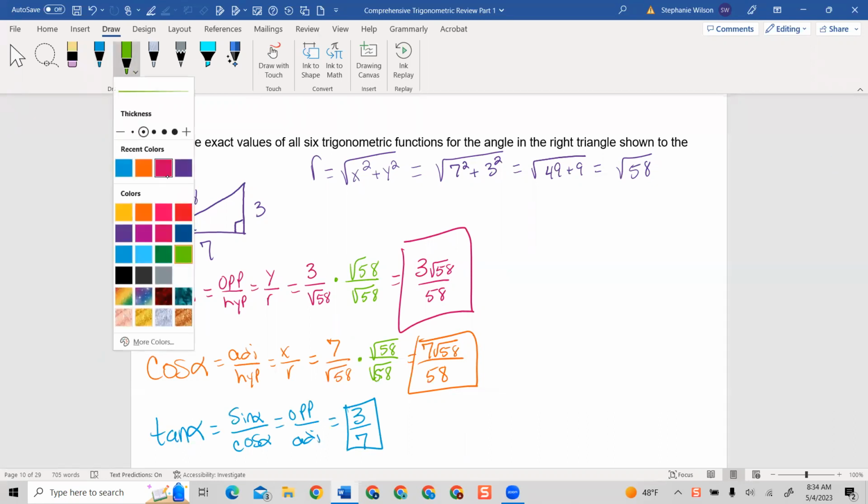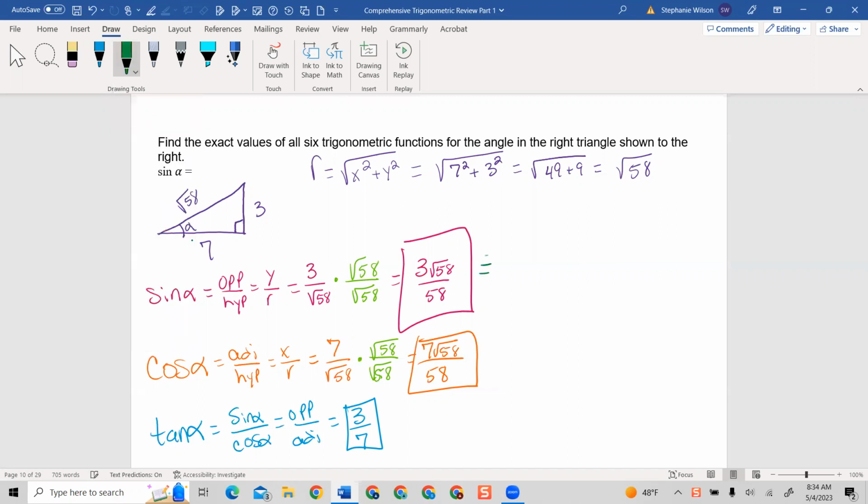Let's change this up. Let's find its reciprocal, right? If I find its reciprocal, I know it's cosecant of the angle, right? Because it's going to be 1 over that sine. So let's do this. I have 1 over 3 square root of 58 divided by 58. And guys, I'm going to use a little shorthand.